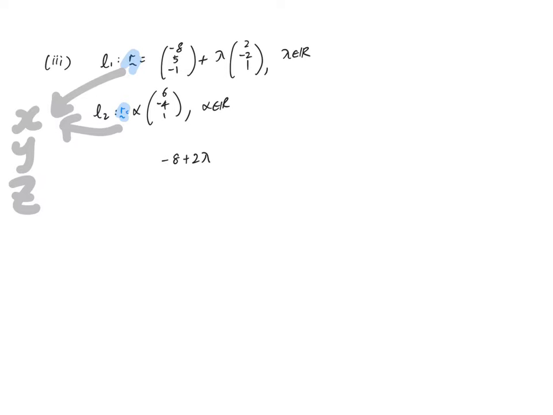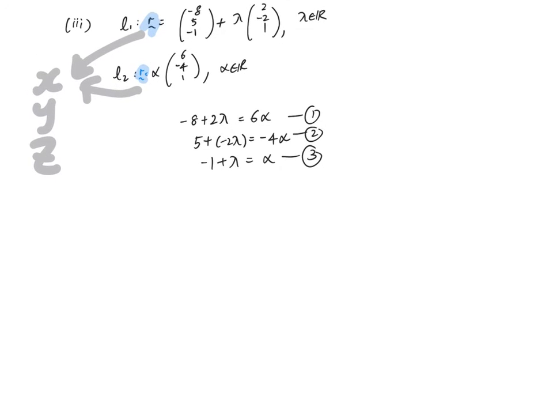That means the x component, the i component, for line 1 is -8 plus 2 lambda, and for L2 it is basically 6 alpha. And you have 5 plus -2 lambda, equating the j component. You equate the k component, and you have equation 1, equation 2, equation 3. So what I basically do is just solve for lambda. Remember, you can't use a GC for this, you have to do it manually. Just do it and solve.